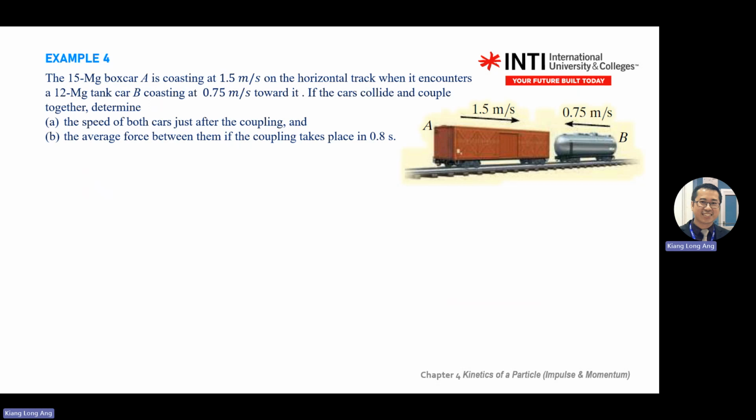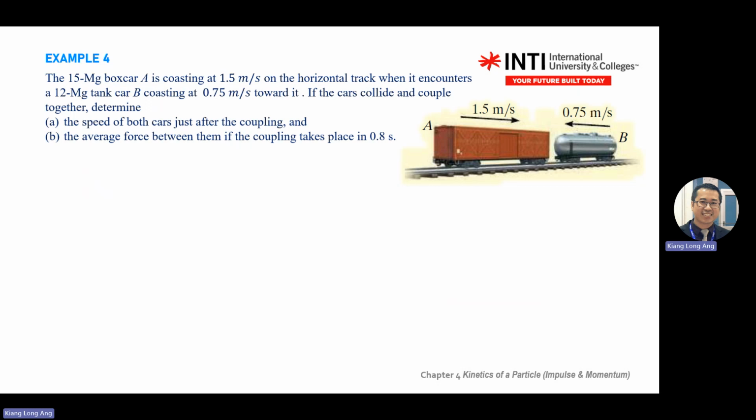Same with this one. If A goes this way, B goes this way, VB will give you negative VB. Although the equation is plus, it still gives you the negative value. Negative momentum. Yeah, I hope you get the principle or the idea. Once you understand this one, you can do most of the questions already.